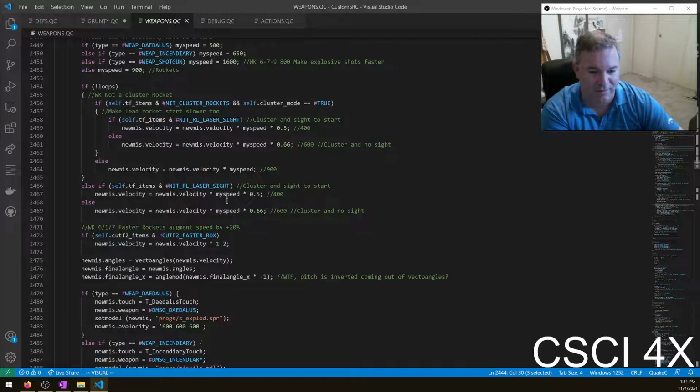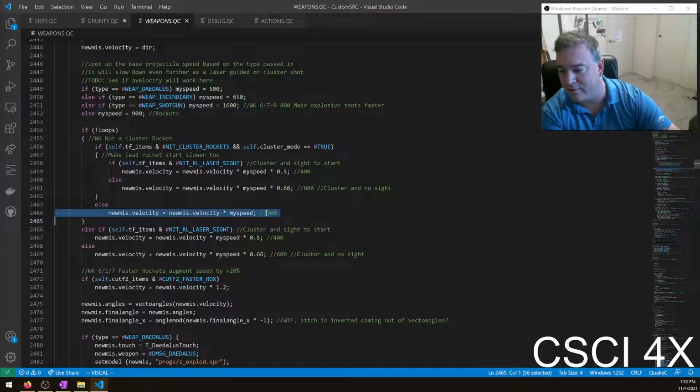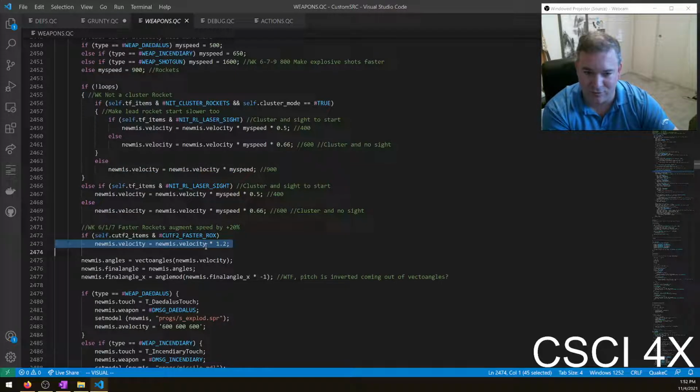We accelerate it based on mass speed. So, not a cluster rocket, there. That's a regular rocket, so it now has a speed of 900. It's traveling 900 centimeters a second or whatever, except it's not centimeters. And then if we bought the upgrade to have faster rockets, it is then traveling at a speed of 900 times 1.2, so 1080, right?